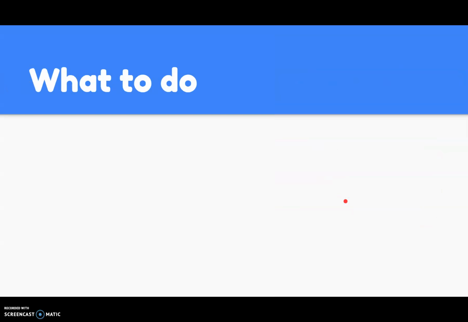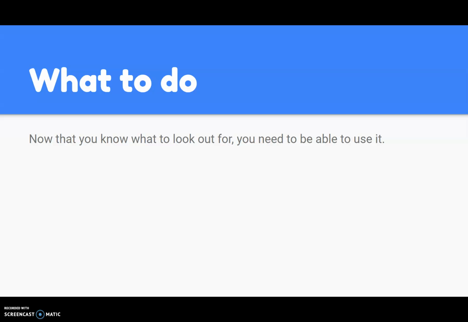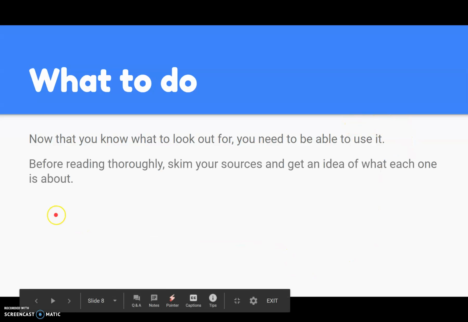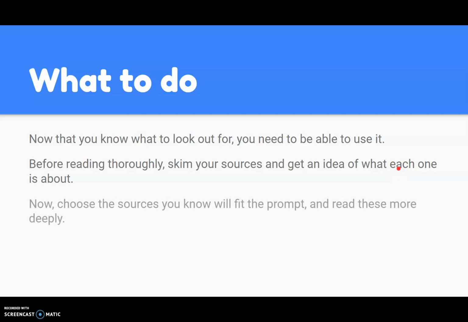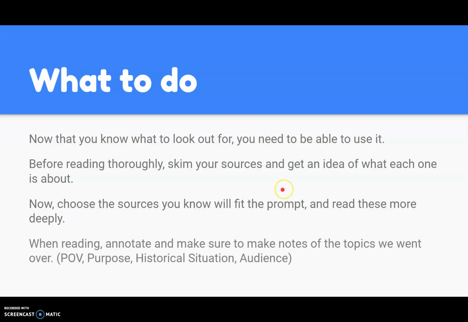So what to do? Now that we looked at what you need to look out for, you need to be able to use it, right? You just went through all of this, the significance of all of it, but now you need to use it. So what I'm going to tell you right now is that before reading thoroughly through your documents, skim the documents, your sources, to get an idea of what each one is about. They're not all going to fit your prompt. So when you skim your documents, you'll be able to find which ones will fit the prompt, and those are the ones you're going to read thoroughly.